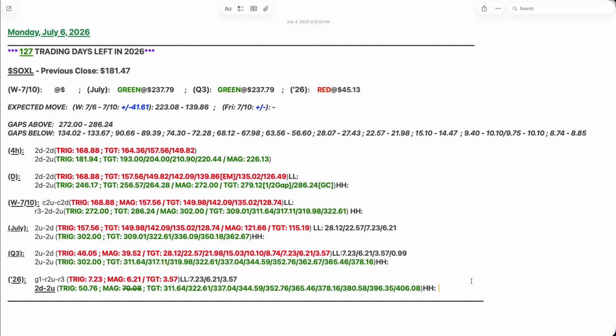The year, we've already triggered that 2 down, 2 up when we went above 50.76. The magnitude was 70.08. We've obviously blown way past that. So we're in the 2 down, 2 up. We're in force, right? That's key. And we've already hit many targets on the way up. At this point, we've got some pretty lofty targets here, should we continue that trend and get back above that 302 level, that previous all-time high. But yeah, that's what we've got for today's triggers and targets going on through the week and beyond.